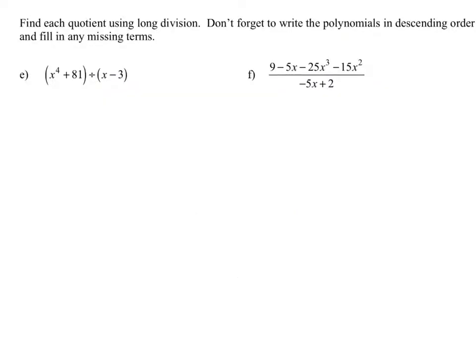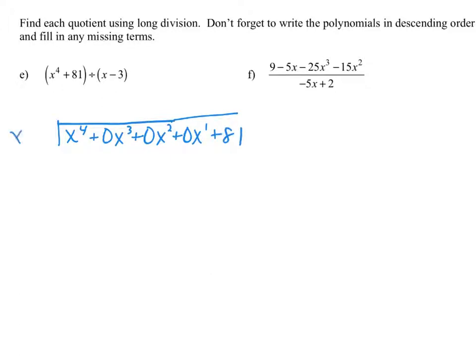Okay, for these problems, we want to find each quotient using long division. Don't forget to write the polynomials in descending order and fill in any missing terms. So the way we're going to set up this problem with long division is, since we're taking the quantity x to the fourth plus 81 and dividing it by x minus 3, we're missing a lot of powers of x. So I'm going to put in space fillers of 0x to the third plus 0x to the second plus 0x to the first, and then I'm going to put the plus 81. And we're dividing that by x minus 3. It's important to do those space fillers when you're doing the setup for long division.